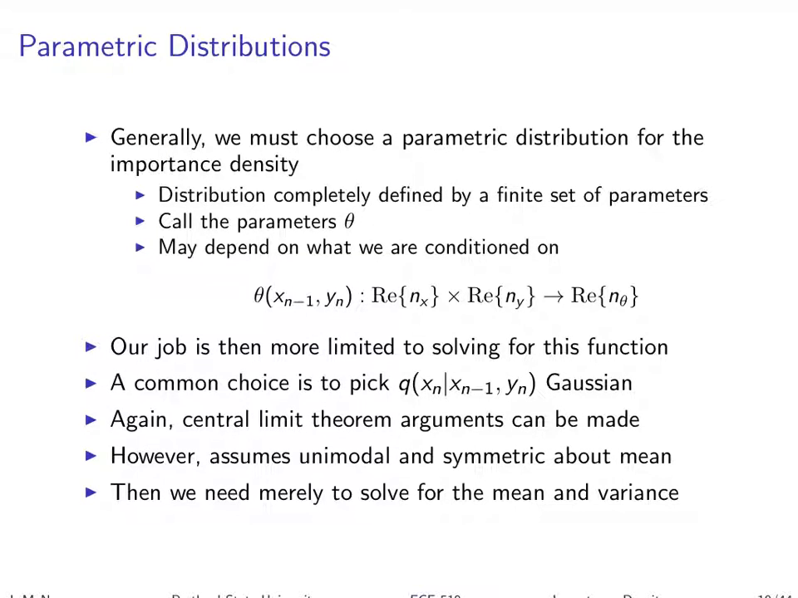So generally, we've got a parametric distribution for the importance density, and it ends up coming down to defining a finite set of parameters, such as the mean and the covariance, if you've got a normal distribution. So we can call this set of parameters theta, and if you've got an importance density that comes down to estimating those parameters, then that makes it a little bit easier because then we just have to estimate those. And the common choice is to choose your distributions to be Gaussian. You can wave the central limit theorem flag as we often do as engineers. But that limits us to something that's unimodal and symmetric about the mean. But at least then we only have to solve for the mean and the variance of the distribution.